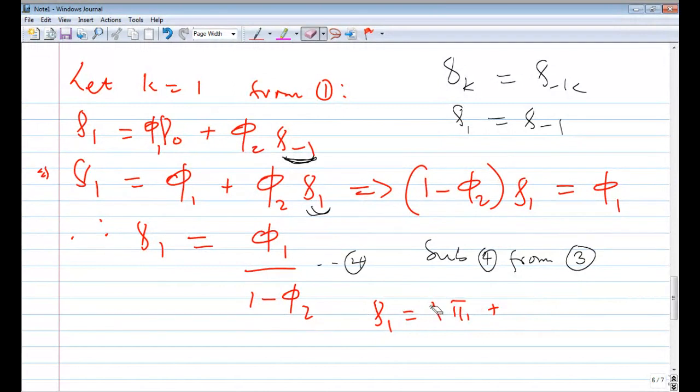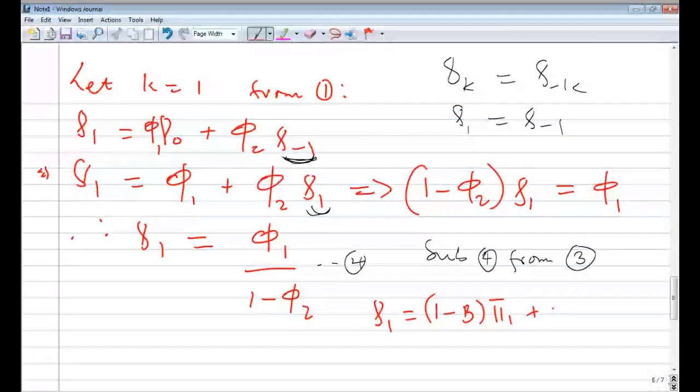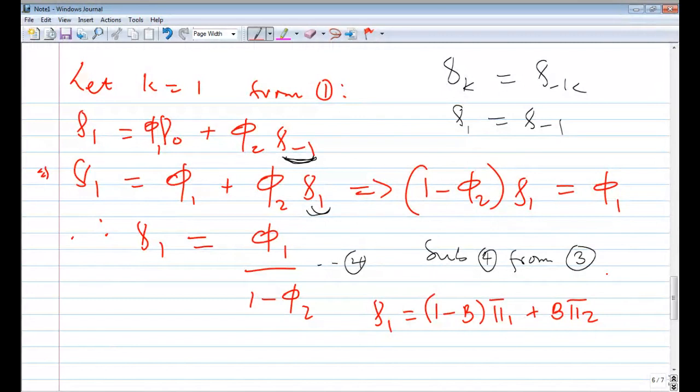oh, no, instead of A, let me just rewrite it again. Instead of A, you can put 1 minus B. So it's (1 minus B) pi 1 plus B pi 2, like this, isn't it? And you can substitute again rho 1 by what? By this one. So therefore, let's substitute here as well.